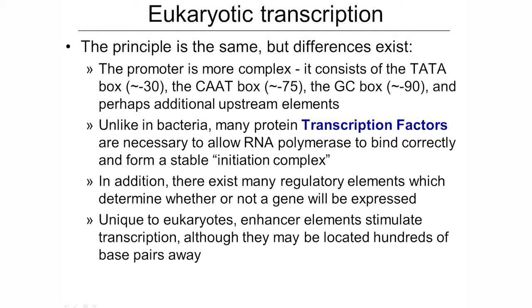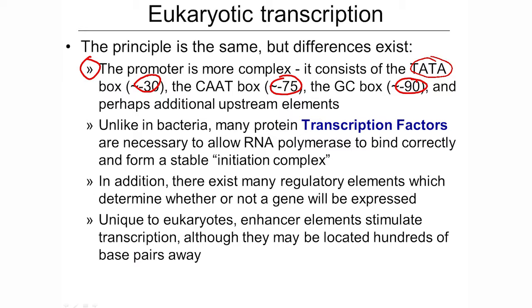In terms of the process, again, fundamentally it's the same, but here are some differences you might want to keep in mind. So there is a promoter, but the promoter is more complicated in eukaryotes, as you probably might guess. Instead of a -10 and a -35 region, there are in particular three specialized regions that are necessary that exist around -30, -75, and -90.